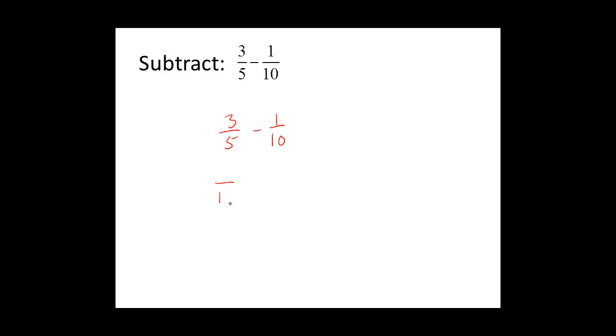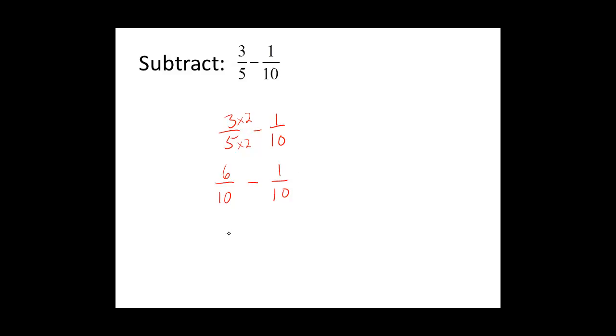We will write both of these fractions with a denominator of 10. We will ask ourselves what times 5 is equal to 10. What did we multiply by? We multiplied by 2. So we multiply the numerator by 2. 3 times 2 is 6. We did not change this denominator, so we do not need to change the numerator.